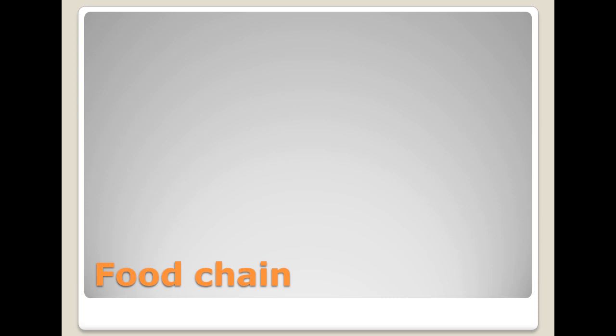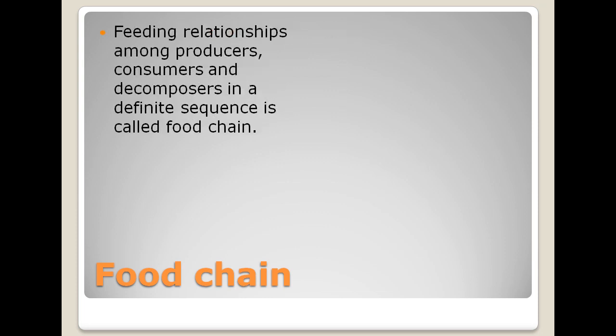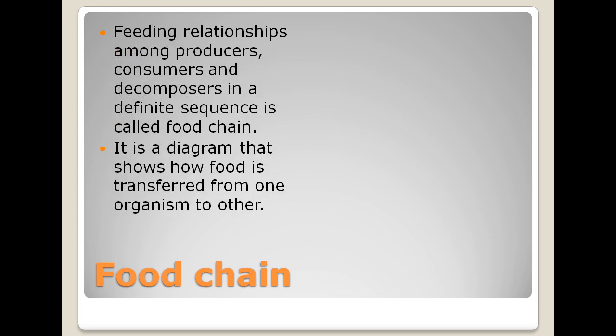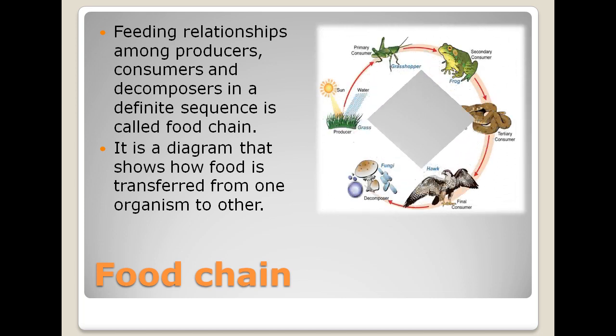Let us see how these different consumers depend on each other through the food chain. Food chain is the feeding relationship among the producers, consumers and decomposers in a definite sequence. It is a diagram that shows how food is transferred from one organism to another. Let us see its diagram.